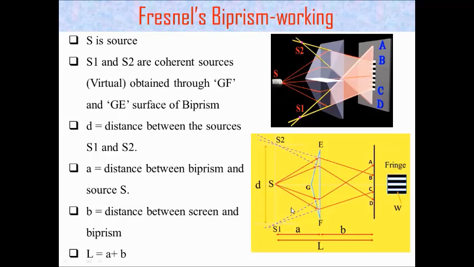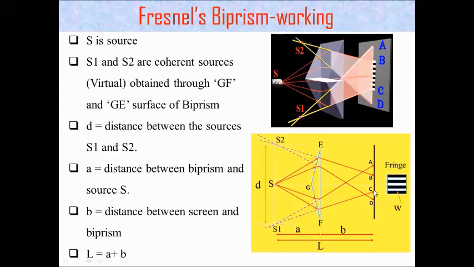Similarly, light from the source S gets incident on the upper portion ZE of the biprism. After emerging from the biprism, the rays bend downward and appear to come from the source S2.